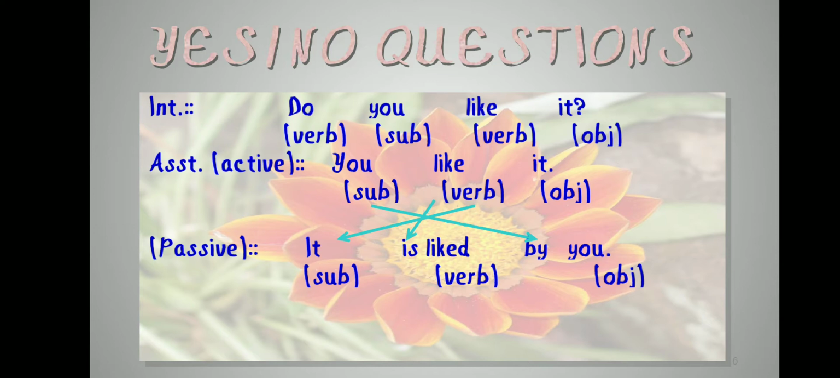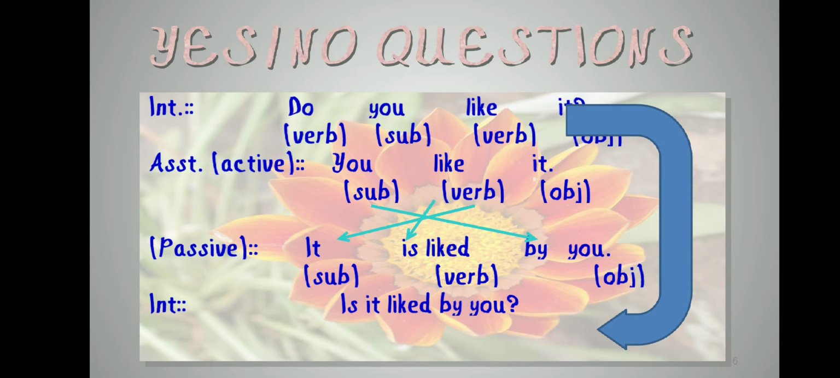So we have changed the voice, and now it's our task to transform the assertive passive sentence into an interrogative passive sentence, that is by taking the verb at the beginning. Is it liked by you? So we have changed the voice of an interrogative sentence, that is a yes-no question. And here you must remember, after several practices, when you get accustomed to it, don't do this in 4 steps. Rather you'd have to change from the first to the second.